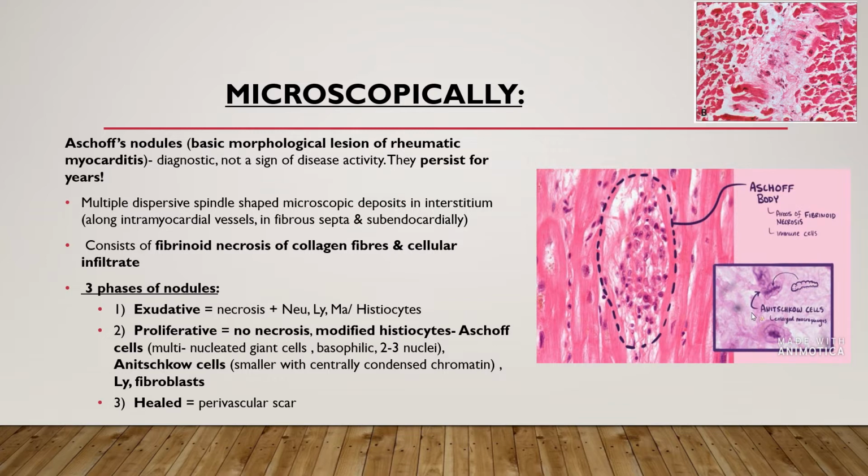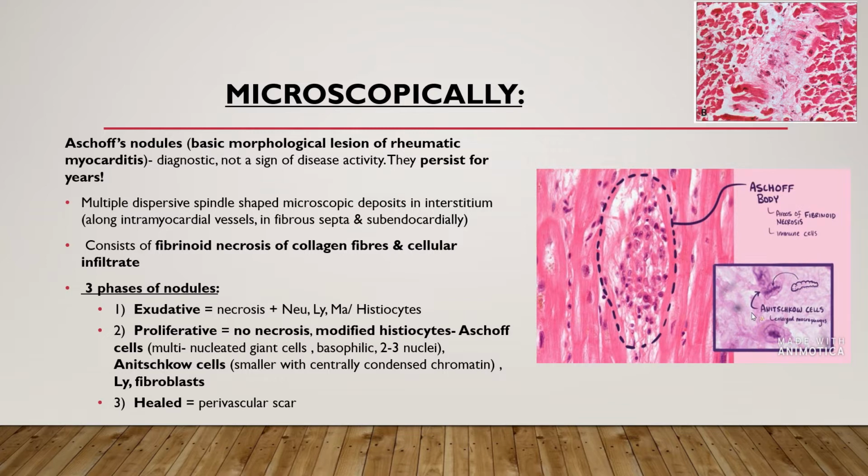Where do we find them? It's usually along the intramyocardial vessels within the fibrous septa. And there are 3 phases to these nodules which you should be aware of. The first is the exudative phase. This is an area of necrosis, neutrophils, lymphocytes, macrophages, and histiocytes.